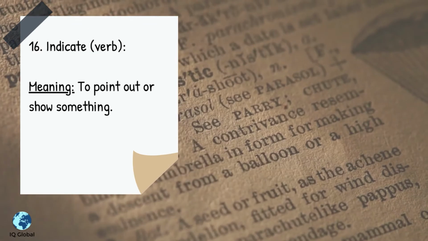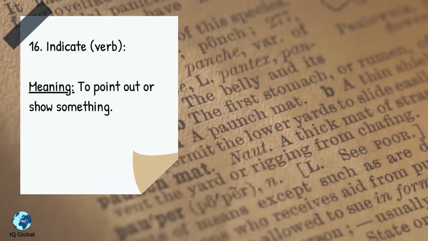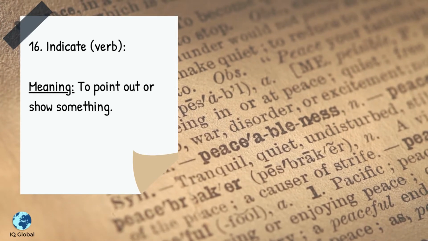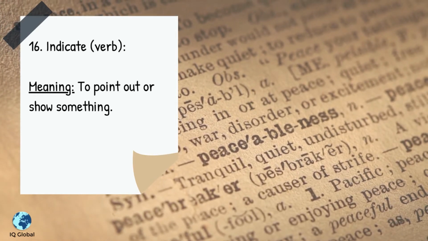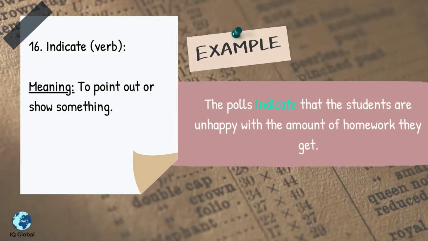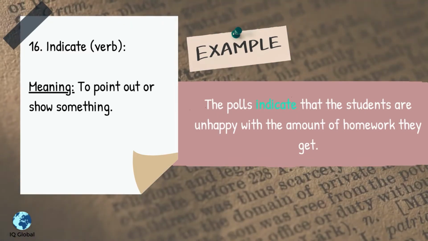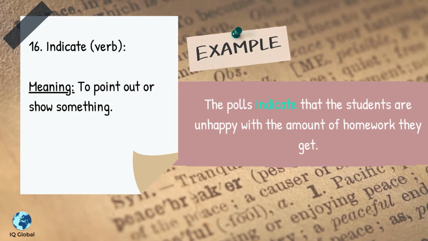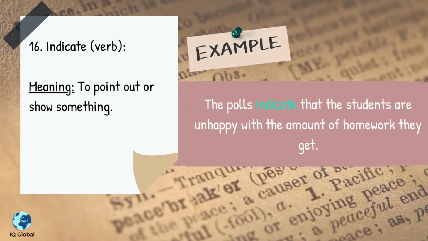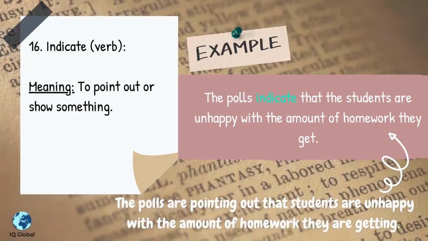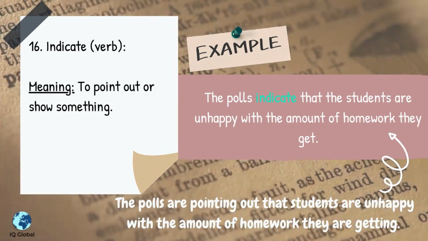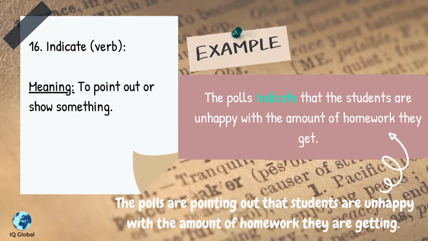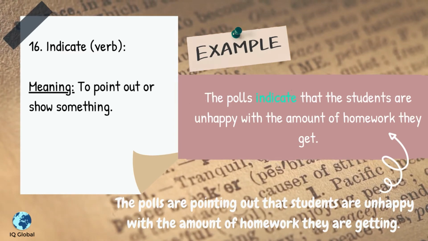16. Indicate. This is a verb, meaning to point out or show something. Let's have a look at this example. The polls indicate that the students are unhappy with the amount of homework they get. So what this is saying is that the polls are pointing out that students are unhappy with the amount of homework they are getting.